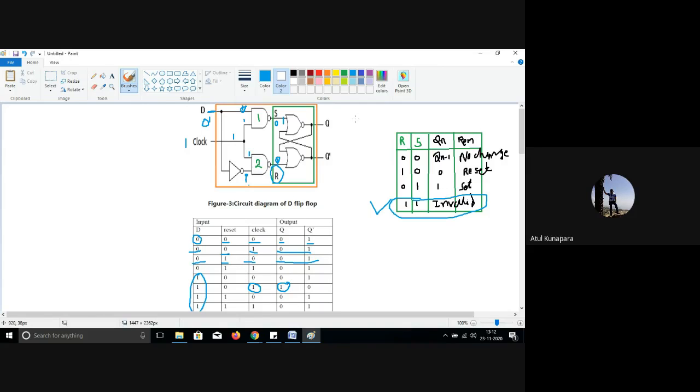Okay. And if clock is not there, means if your clock signal is 0 here, then whatever data you are giving, D equal to 1 or 0, the output coming to S and R, that both is going to be 0, 0. And that's why your Q remains as it is.